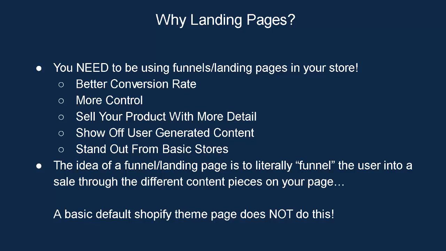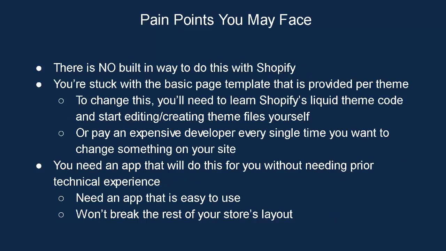And a basic default Shopify theme product page simply does not do this. It's not going to have any type of funneling action. It's not going to have any type of ability for you to control the content pieces. Of course, you could edit the title and the image and the description, but we're talking about having way more control. And there is no built-in way to do this with Shopify. You basically have to use what comes with the theme. So you'll pick a Shopify theme, and then you'll have one product page layout that you'll just use for all your products.